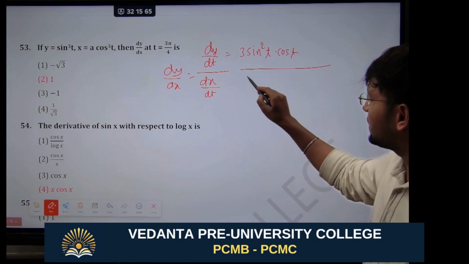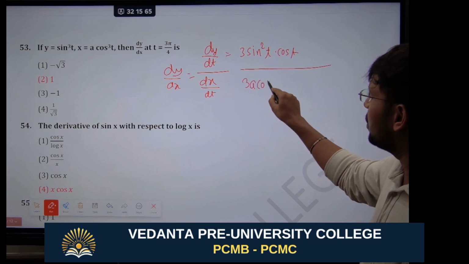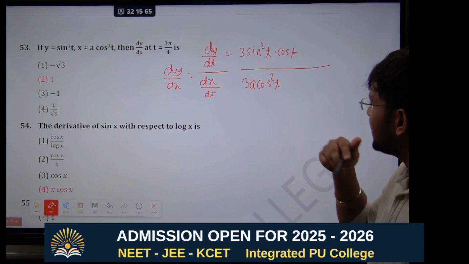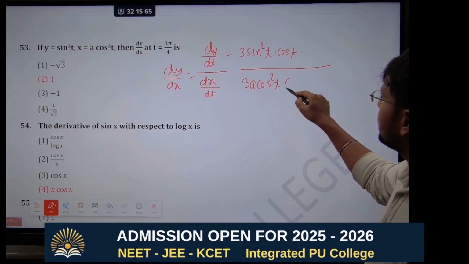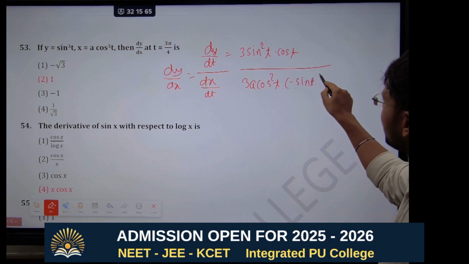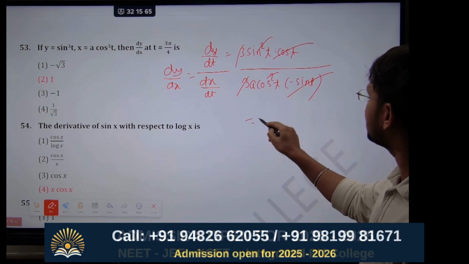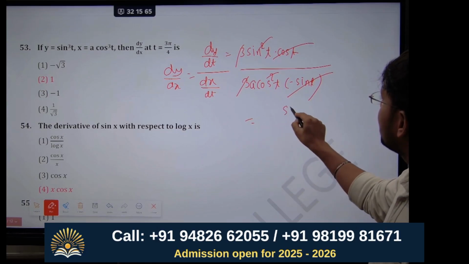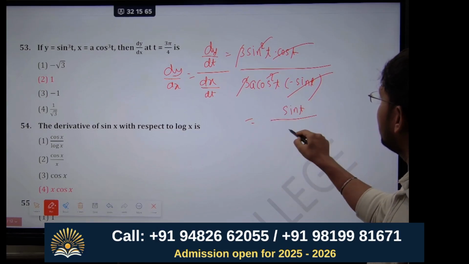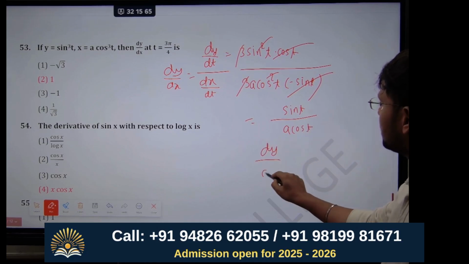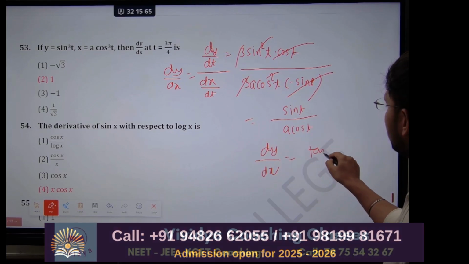Now what is 3a cos square t? I think there is an a missing there. Let's check. Into differentiation of cos is minus sine t. So one sine gets cancelled, one cos gets cancelled, 3 gets cancelled. So what I got? I got sine t divided by a cos t. So dy by dx is coming tan t.